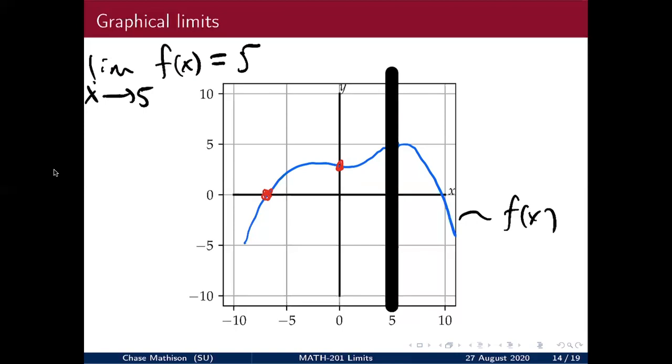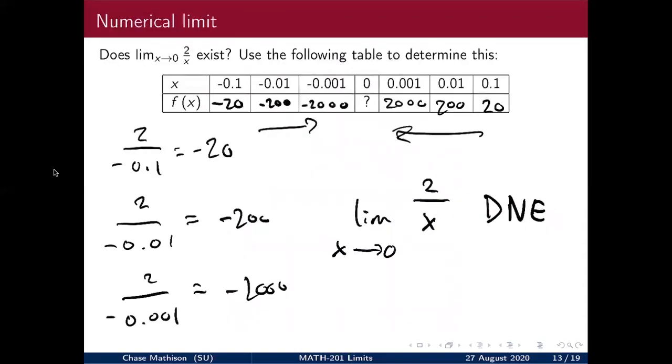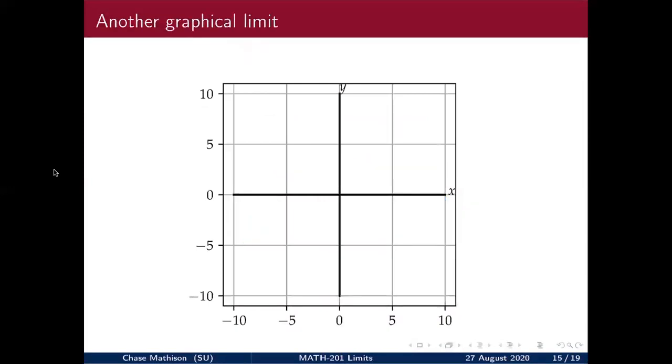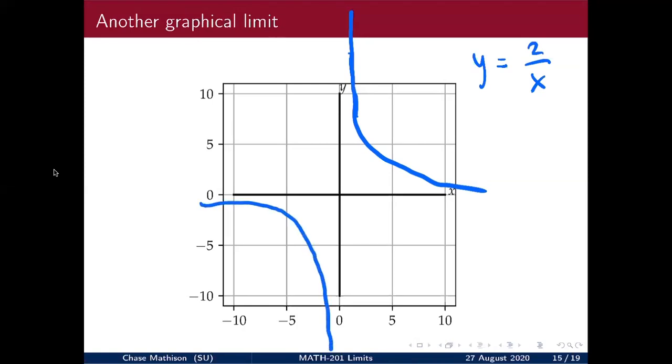Okay, so if we look back at this example here, or actually I'll just go, I've got another blank graph here. So here, if I draw the graph of y equals 2 over x, it looks like this. It goes like that, and as it gets closer and closer to 0, it goes to positive infinity, right? And as we come at it from the left, it shoots off to negative infinity. Okay.